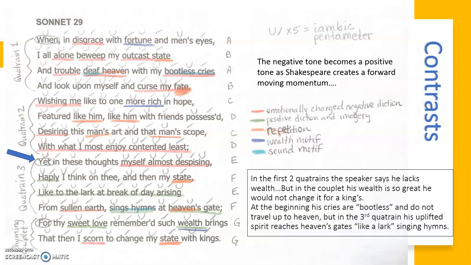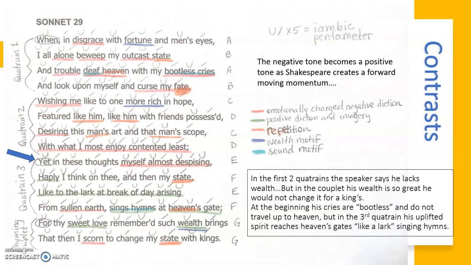At the beginning, it's an outcast state. And then his state in quatrain 3 is like to the lark at break of day arising. It's this spiritual uplifting idea. And then by the end, he wouldn't change his state with kings. So there's also a little bit of perhaps a great chain of being idea here.